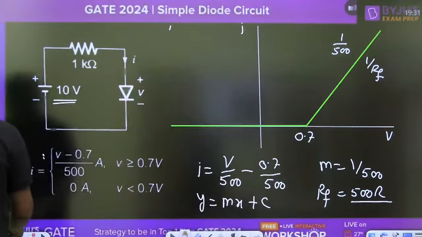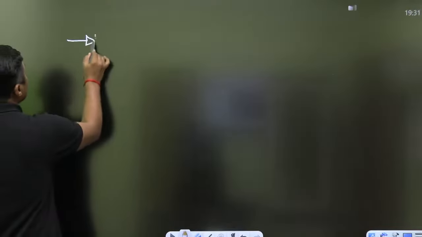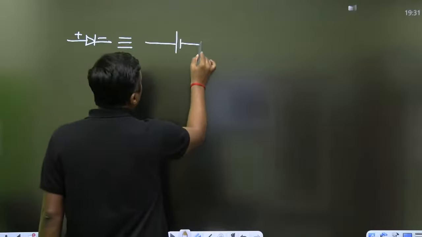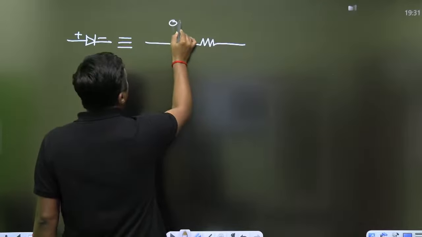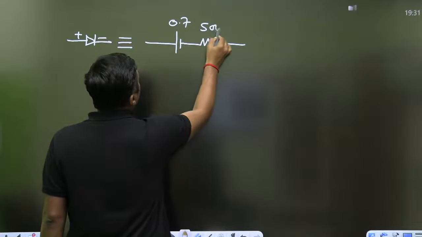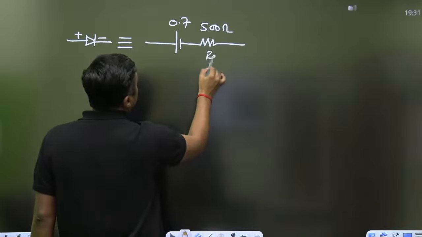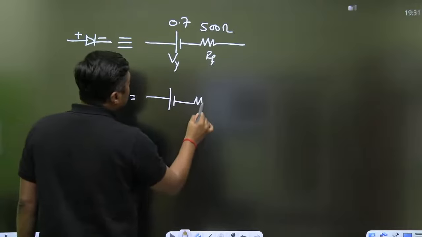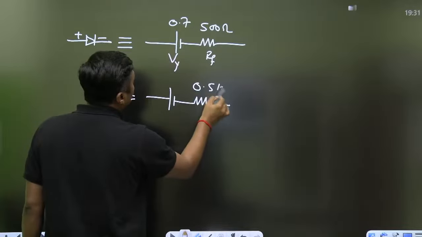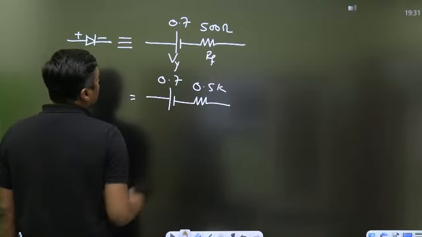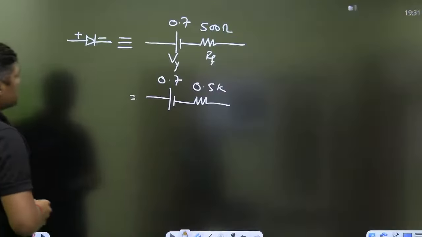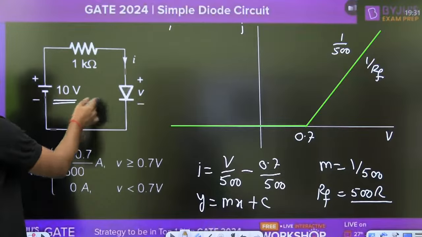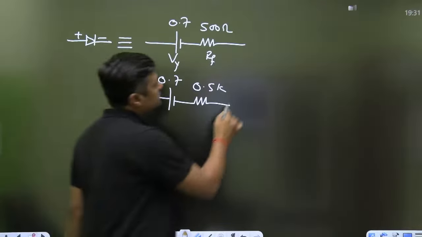Then, if this is the case, if the diode is forward biased, it is called piecewise linear model, then you can replace the diode by 0.7 volt, that is the cut-in voltage, and 500 ohm as a RF. Or normally we are converting it into kilo ohm. 0.5 kilo ohm, and that is 0.7. Now in the given question, if we are going to replace the diode, by using that you will get the very, very easy answer.